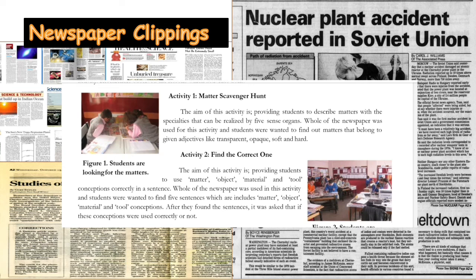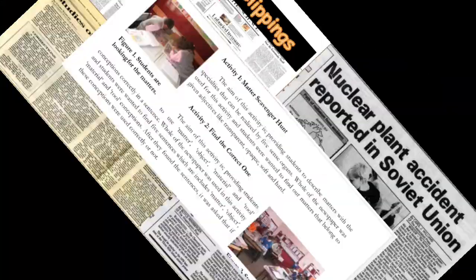Under newspaper clippings, we have the matter scavenger hunt. The students are instructed to look for matter in the newspaper with the given adjectives. The second activity is Find the Correct One. The aim of this activity is to have students use matter, object, material, and tool concepts correctly in a sentence. The whole newspaper is used in this activity, and students need to find 5 sentences which include matter, object, material, and tool concepts.